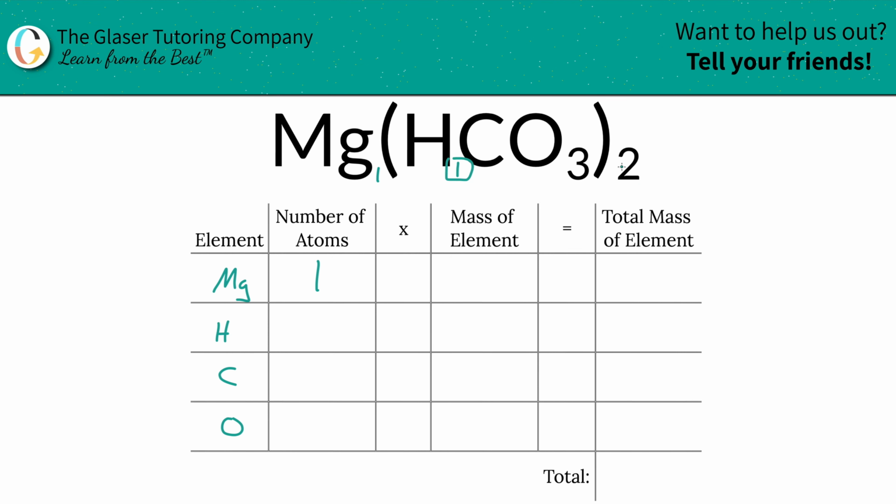In other words, take the inside subscript and multiply by the outside to find the total. 2 for hydrogen. Then carbon, same thing. You've got a 1, but you have to multiply by the outside, so it's 2. And then oxygen, you multiply the inside by the outside, so there's 6 oxygen. Nice and easy.